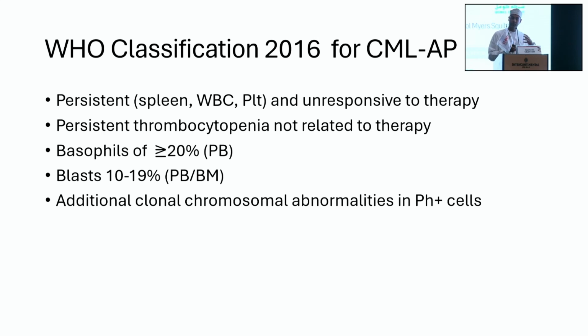If you compare the WHO classification in 2016 to the 2022 one, the difference when it comes to CML is the disappearance of the accelerated phase. In 2016, we called it CML accelerated phase if there was persistent splenomegaly, leukocytosis, thrombocytosis unresponsive to therapy, persistent thrombocytopenia not related to therapy, basophils more than 20%, blasts more than 10%, and additional clonal abnormalities in the Ph clone either at diagnosis or on therapy. Those were the definitions of the accelerated phase.